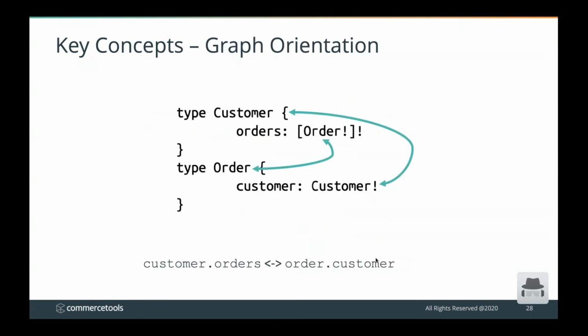A key concept with GraphQL is, as the name suggests, it is about graphs. So you can define a customer type, and the customer type can have an orders field. You can also define an order type, and that can have a customer field. So you could then reference customer.orders or orders.customer, right? So there's a bidirectional relationship there between those two, which is pretty powerful.